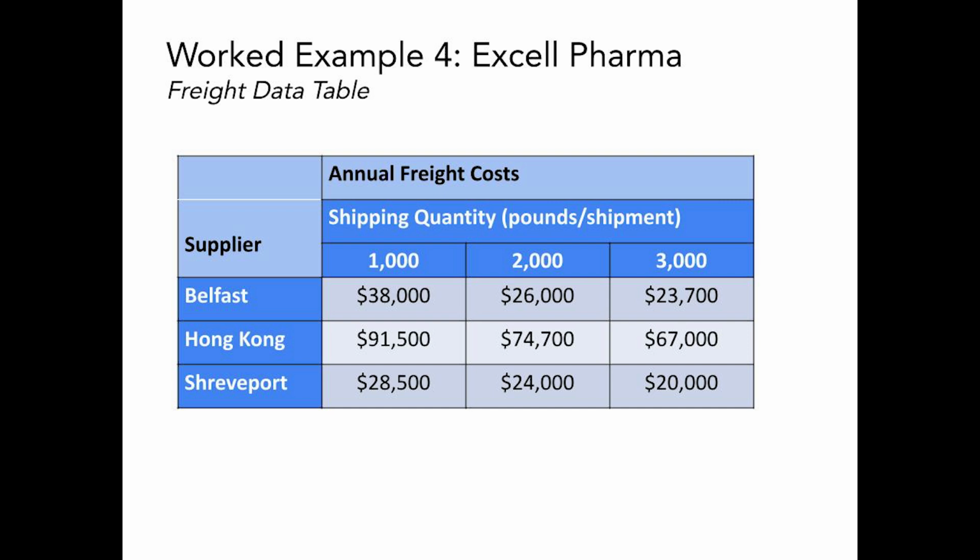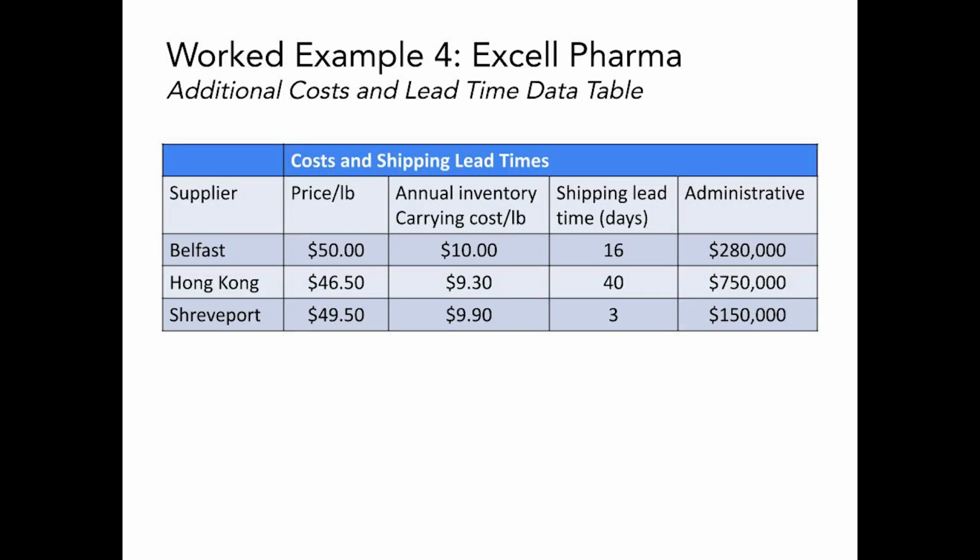Excel Pharma is considering 3 suppliers located across the globe: Belfast in Ireland, Hong Kong, and Shreveport in Louisiana, USA. Each location presents its own set of logistics challenges and cost implications, making this analysis crucial for determining the most cost-efficient supplier and shipment strategy. Excel Pharma is evaluating suppliers for a semi-processed raw material essential for its diabetes medication, and the complexity of this decision involves analysing various costs across potential suppliers located globally.